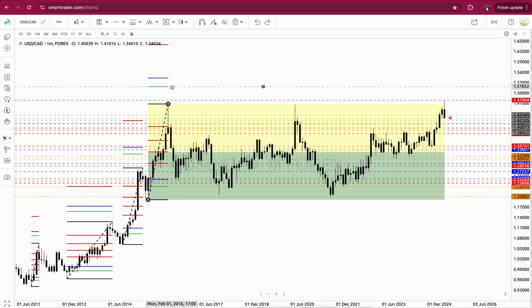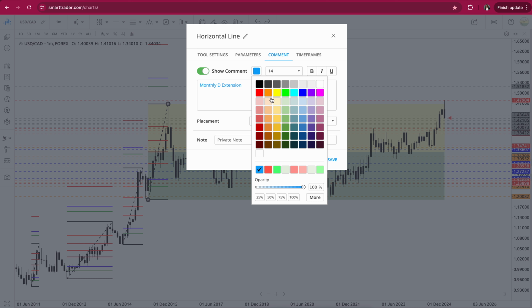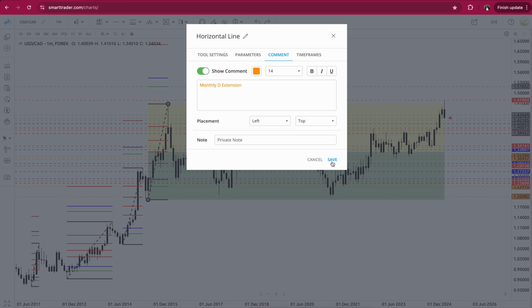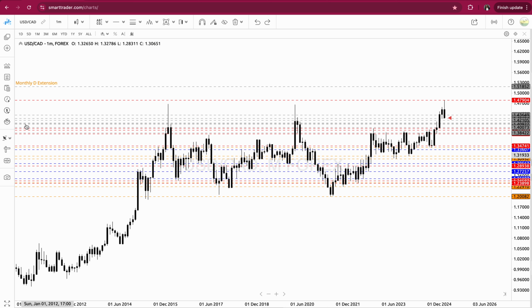If I can get it exactly. I'm going to double click it. I'm going to say monthly D extension so that I am aware and I have it. All right. So this is good, right? It tells me what's going on in the higher time frame, but I can't do anything with this information right now. So let me move this over.